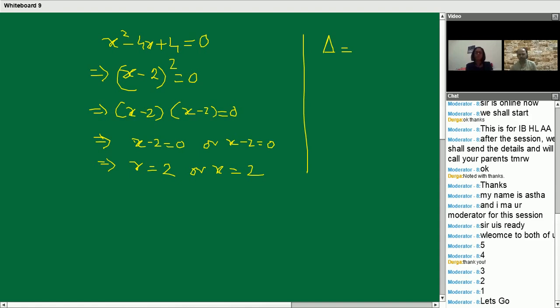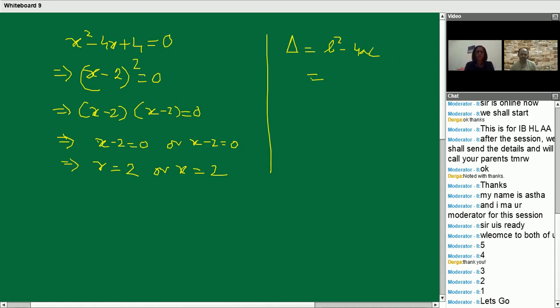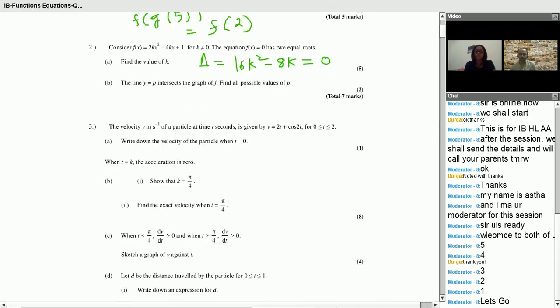Now the question is whether the discriminant would be 0. Can you check once? b squared minus 4ac of this equation? Yes. It would be 16 minus 16. Yeah, it equals 0. So that's why. Does it make sense? Yeah, makes sense. Okay, let's move to the question now.